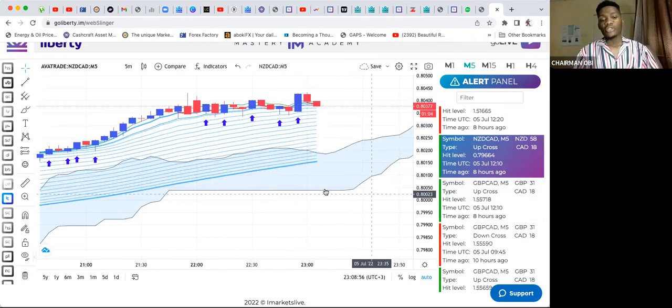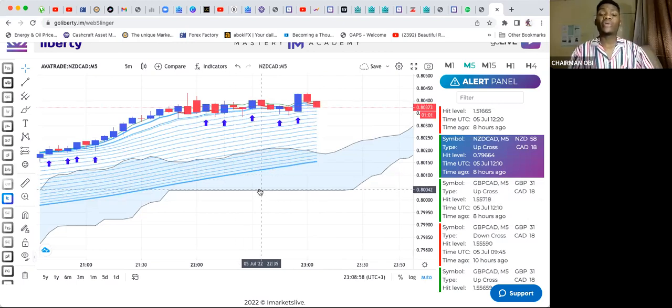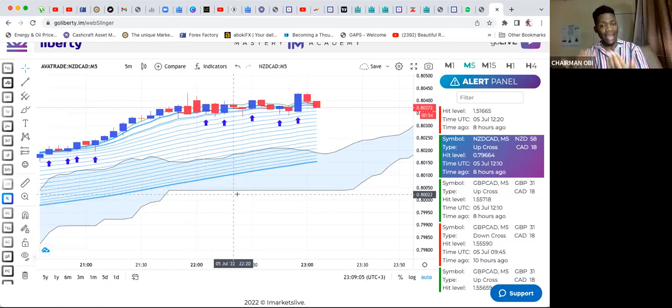Now, so your currency strength meter, another thing you want to look at when you want to take a buy, not a sell, a buy, the blue clouds must be below. And you can see that the blue clouds are below.